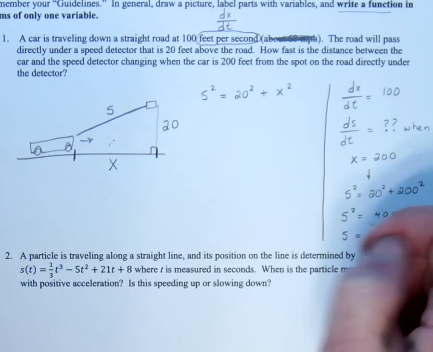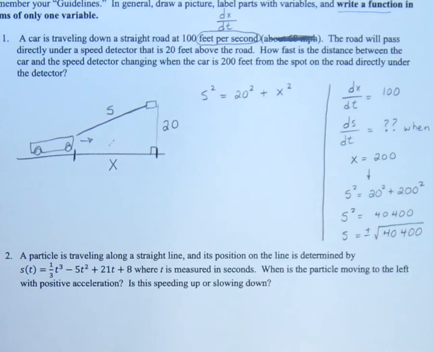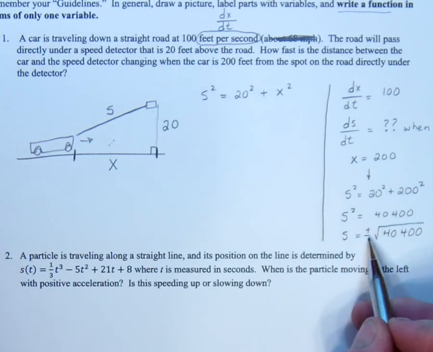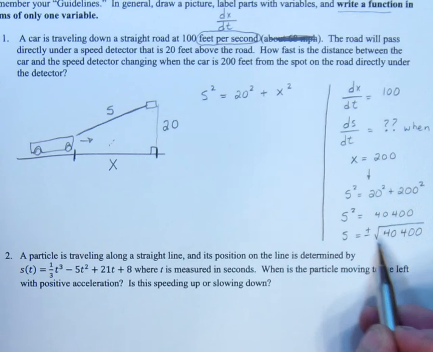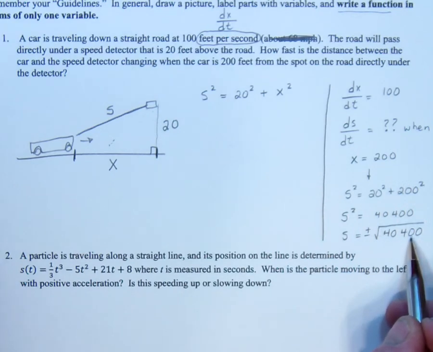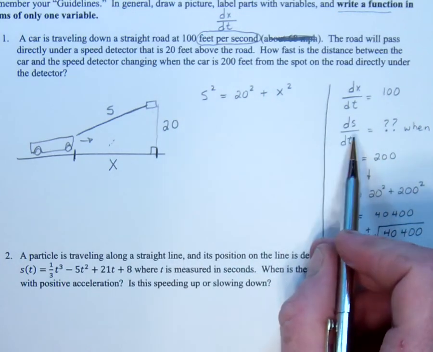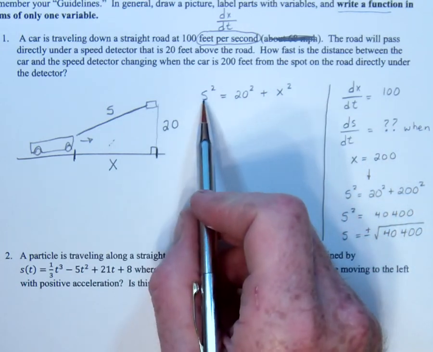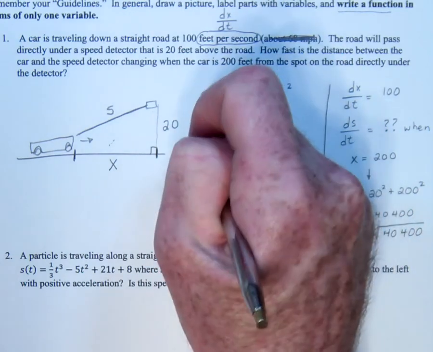And with the plus or minus, well, distance is not usually measured as a negative. So I don't know that I would really use this negative, but I'm going to leave it on here because, as I'll explain in a second, we actually are going to end up using the negative. Okay, so you could get the decimal form of this if you want. I'm just going to leave it as the square root of 40,400. Next, we need to go over here, and according to this, we're supposed to find the derivative. So here I'm going to use implicit differentiation. Take the derivative of s squared is 2s.